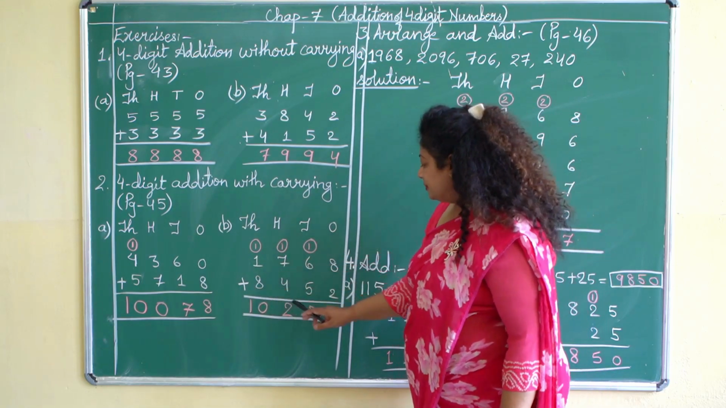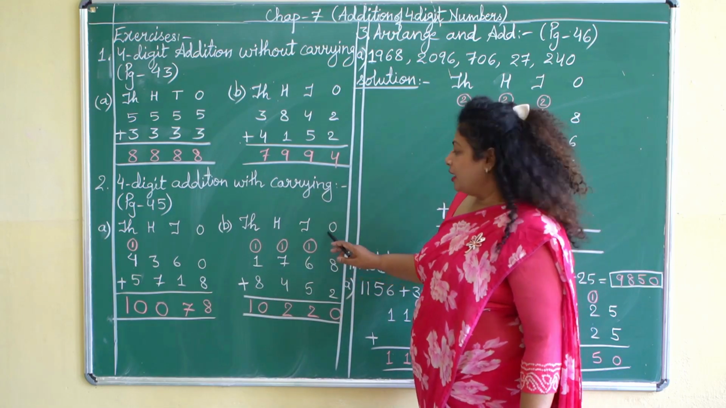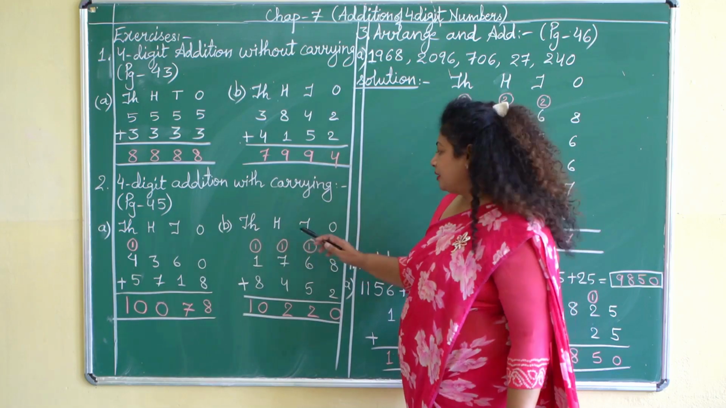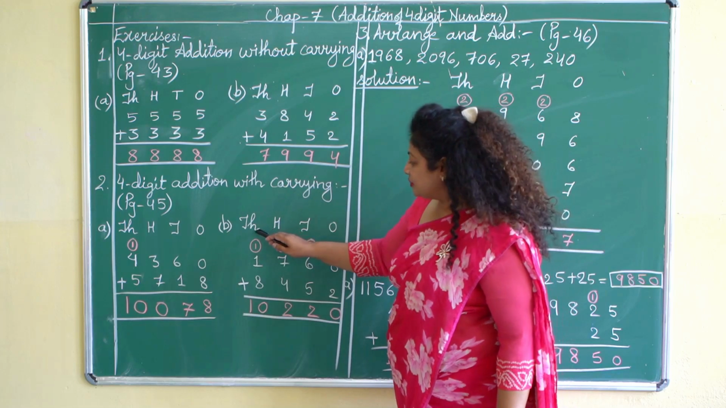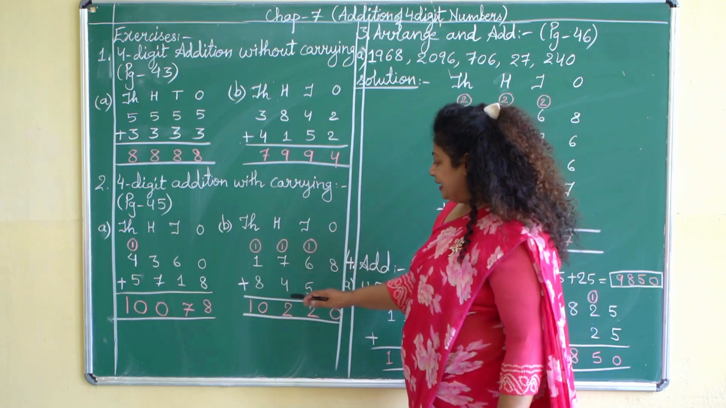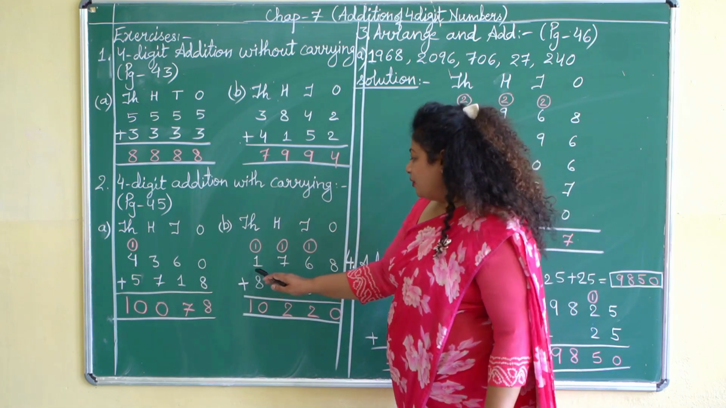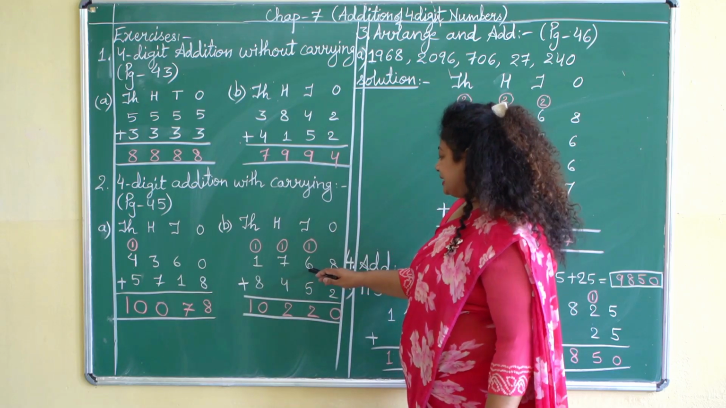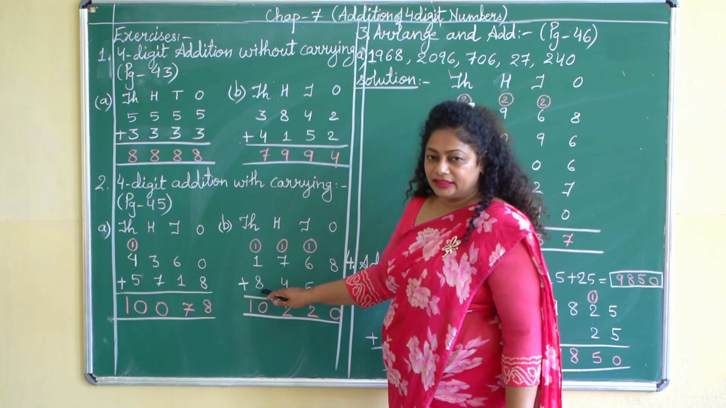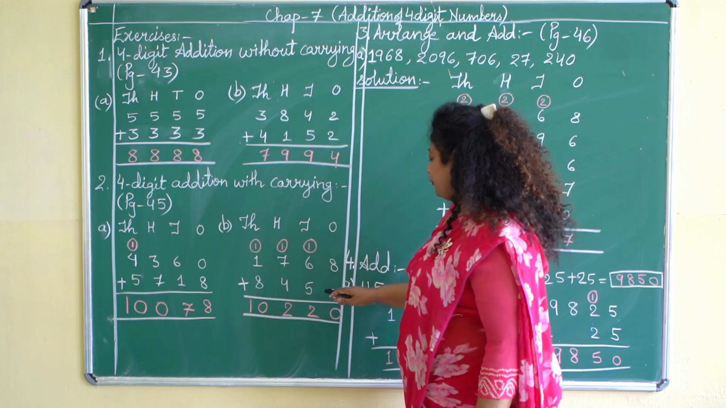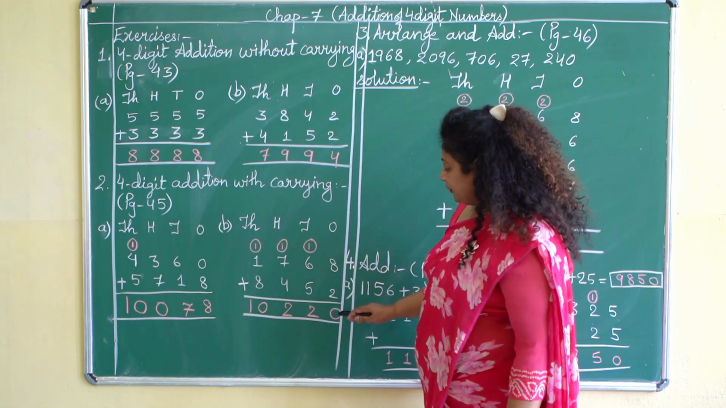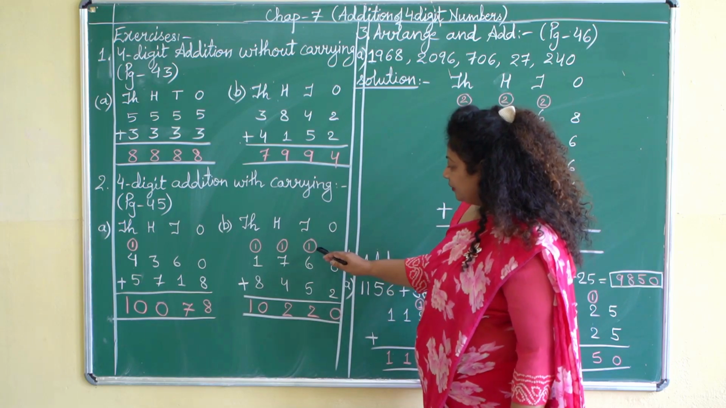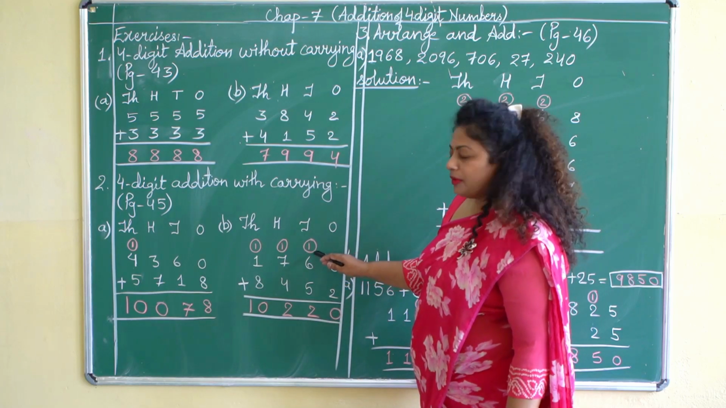Let's proceed to other sum. Again the 4-digit numbers are placed according to their values. Ones place, tens place, hundreds place and thousands place. Let's add these 4-digit numbers. 1,768. The other number is 8,452. Now let us add these numbers. 8 plus 2 will give you 10. We'll write 0 here and 1 will be placed on top of 6.